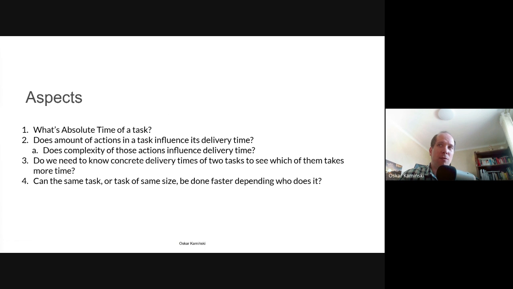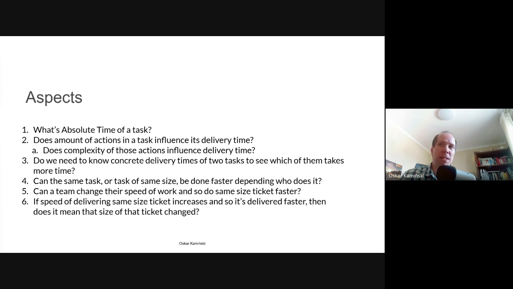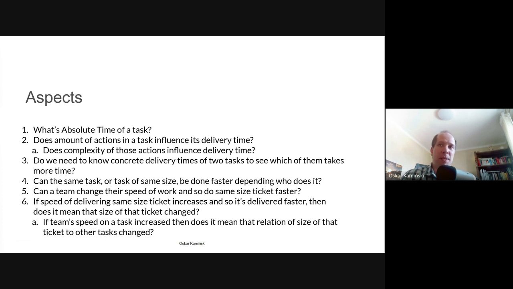Can the same task or a task of the same size be done faster depending on who does it? Can a team change their speed of work and so do a same size ticket faster? If the speed of delivering a same size ticket increases and so it is delivered faster, then does it mean that the size of that ticket changed? If the team's speed on a task increased, then does it mean that the relation of the size of that ticket to other tickets changed?